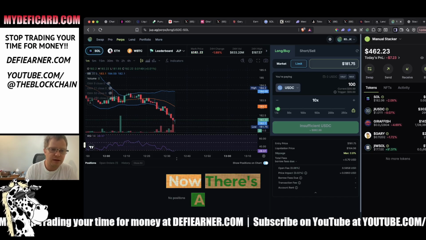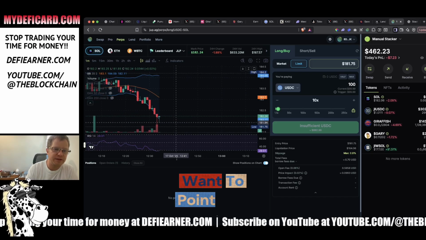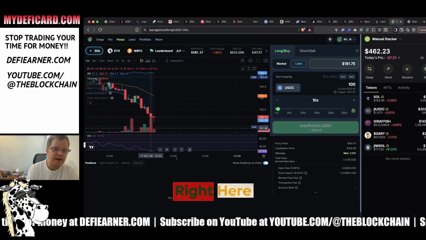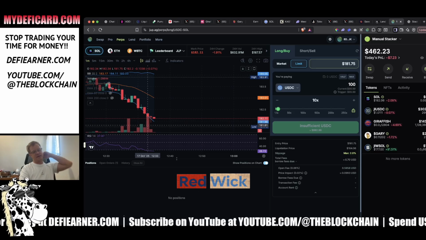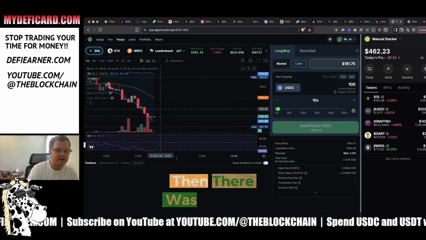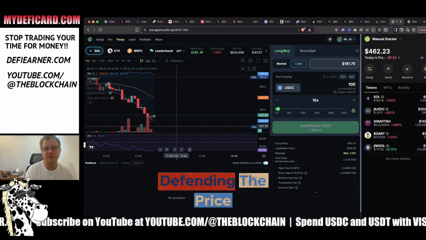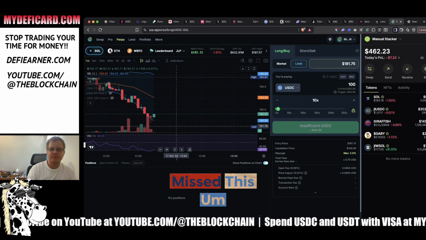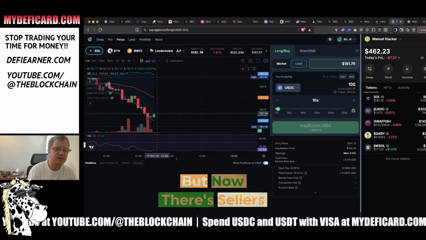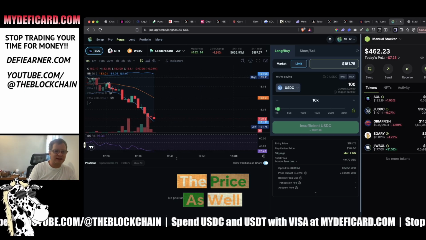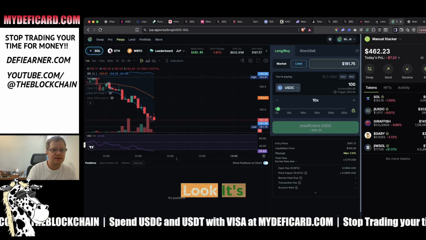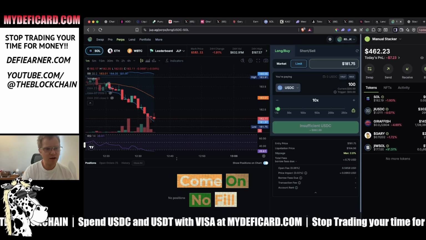Now there's something I want to point out. Look at this. There was a huge amount of sell-offs right here. And what this giant red wick tells me is that there were a lot of buyers defending the price. Then there was another big red wick of buyers defending the price, which means I probably missed this. I'm not going to chase the red candle, but now there are sellers defending the price as well, and now see, it's reversing. Oh, so it might actually fill. Look, come on. No, fill.